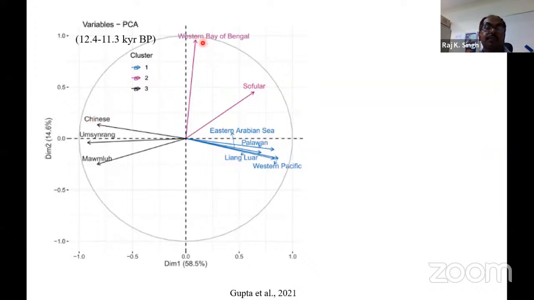And this Western Bay of Bengal is where we are getting the higher SST during the Younger Dryas, and Sofular Cave, which are indicating that the winter westerly current has similar affinities. So during the dry conditions, we are finding that they do not match well with the SST records, or the sea surface temperature records over the oceans. None of the cave records match, and all these cave records are showing the opposite trend of the SST record over the Eastern Arabian Sea or the Western Pacific.